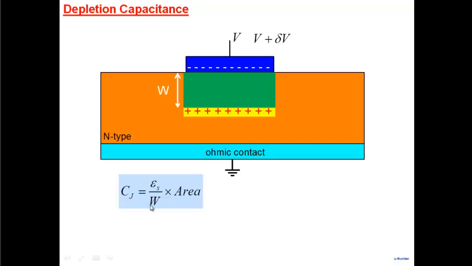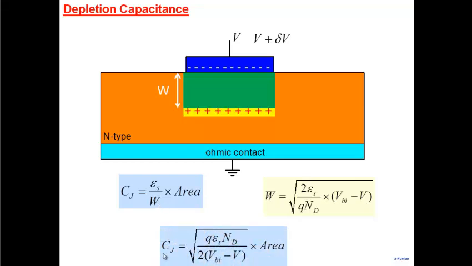Okay. And we can take the expression for W, 2Es by QND times VBI minus V here. We can plug it into this and we get an expression for capacitance. So all Schottky barrier diodes will have capacitance given by an expression like this. And you can note that as you apply reverse bias, depletion width increases and capacitance decreases. So you have a variable capacitance also. You have a voltage dependent capacitance available to you here.